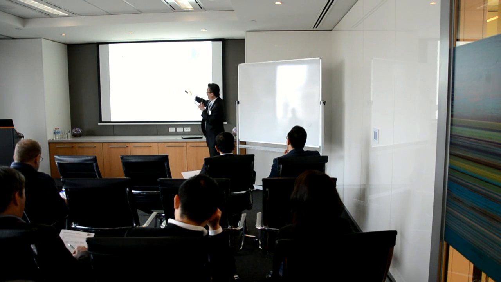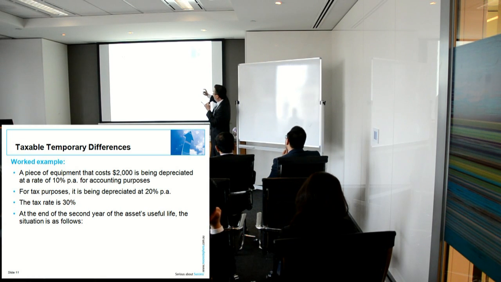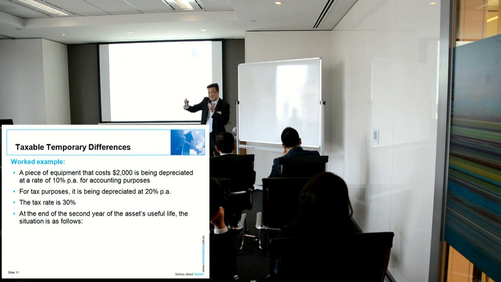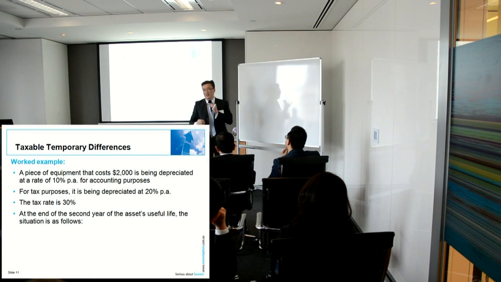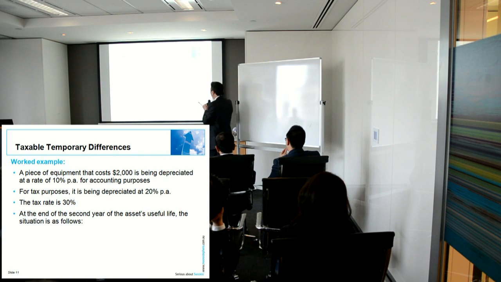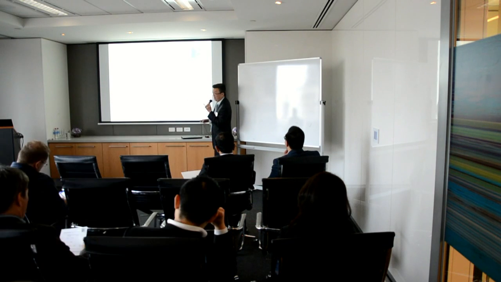So you got a piece of equipment that costs $2,000. The accounting depreciation rate is 10%. The tax depreciation rate is 20%. So tax depreciation is double the accounting depreciation. What would be the position at the end of second year, at the end of year 2?